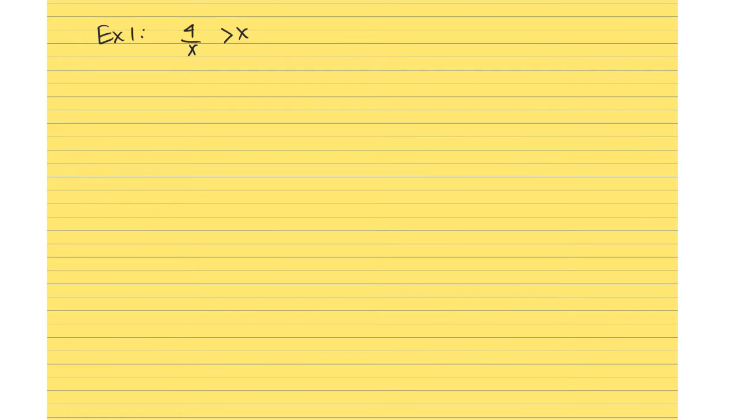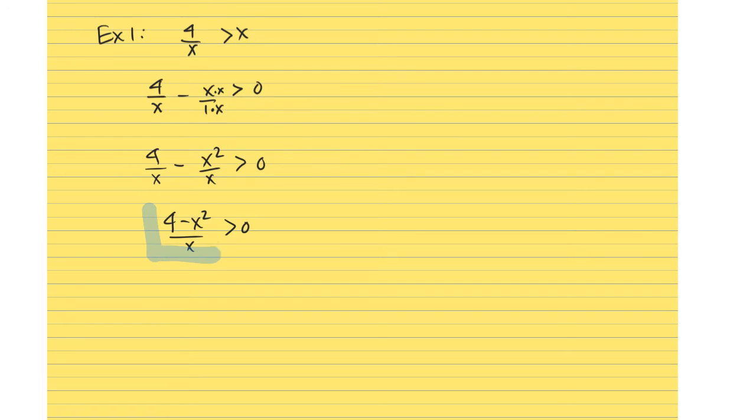All right, so we're going to get everything to the left side. So I'm going to subtract x from both sides, and then I need to get a common denominator. Okay, if I just have a single number or variable, I can give my number a denominator of 1, and then that allows me to get a common denominator. In this case, it'll be x. Okay, so then I can combine numerators, so 4 minus x squared all over x, and this is still all greater than 0. Okay, so step 1 is done. I have a single fraction with a 0 on the other side.